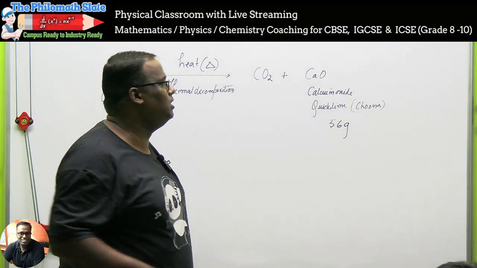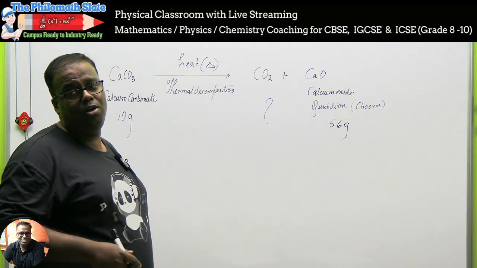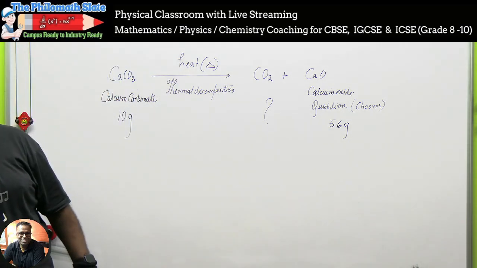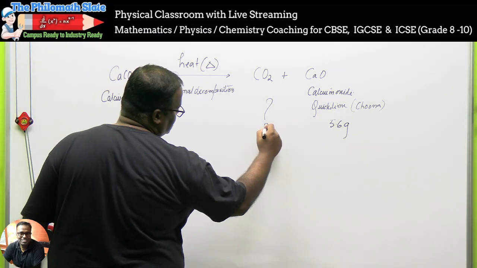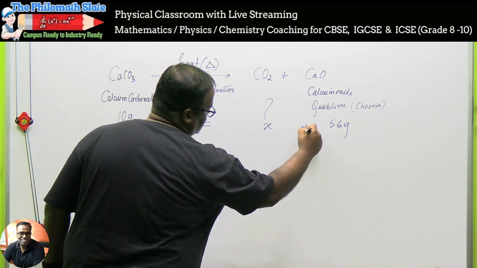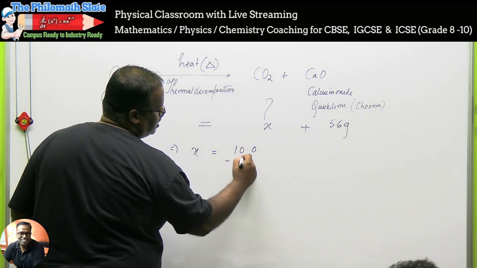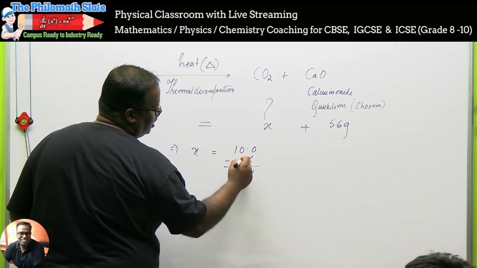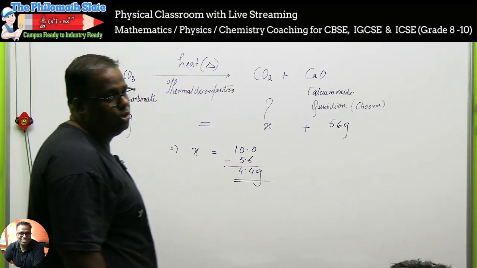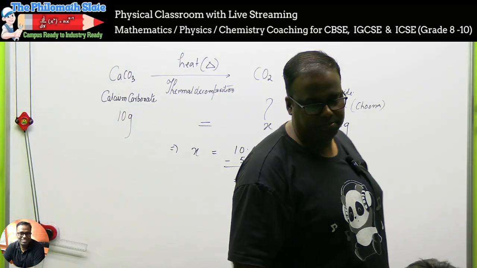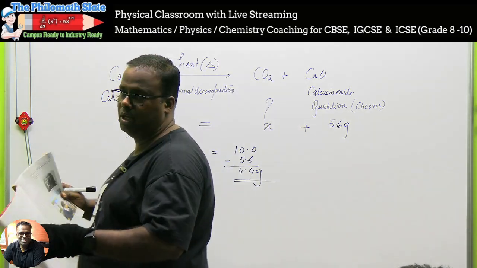Calculate the mass of carbon dioxide formed. How much carbon dioxide is formed? And which law of chemical combination did you use? Law of conservation of mass. So how do you find it? If this mass is X, this should be equal to this plus this. And after that, X is equal to 10.0 minus 5.6, which gives 4.4 grams of CO2 you will be getting. Did you understand? Good. Let's end the law of conservation of mass here.